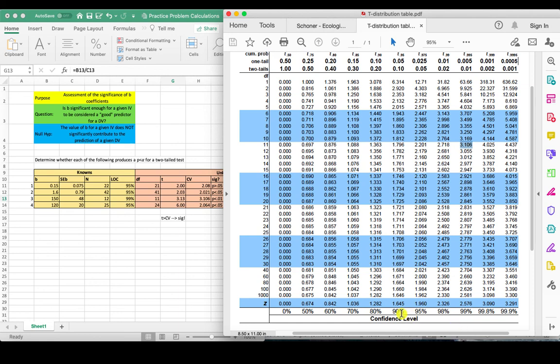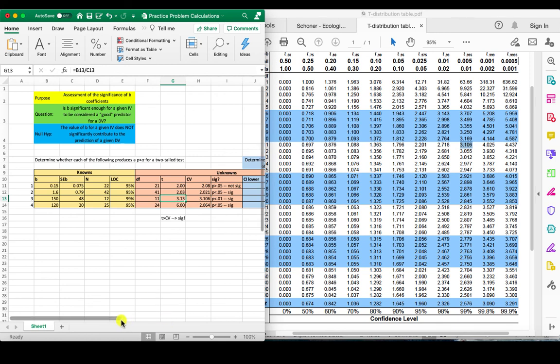In situations where your t is less than the critical value at 90%, then you would use 90% as your base point, where you would say b was not significant at a 90% level of confidence. That indicates it's also not significant at 95 and 99.